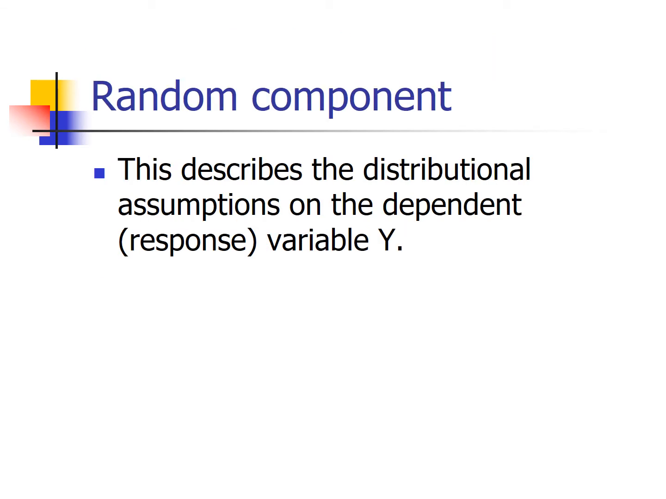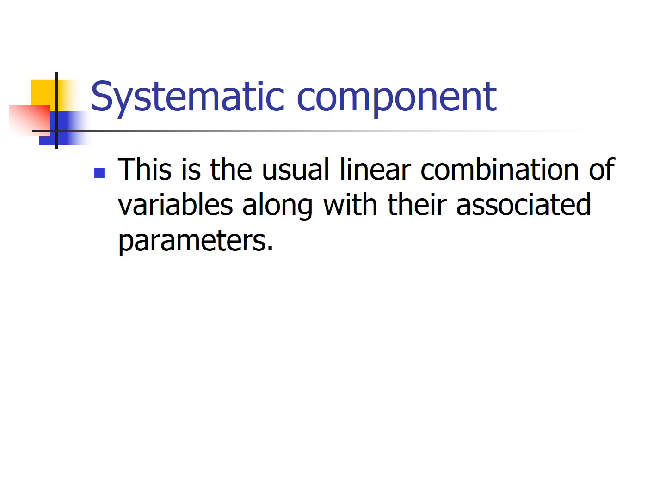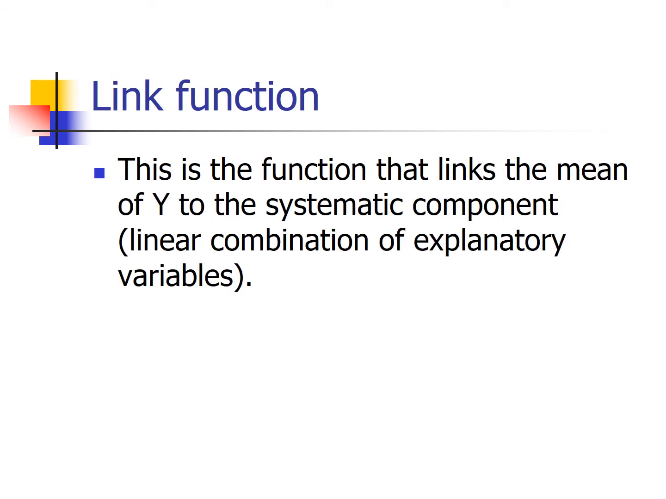Well, we mentioned the random component. The random component just describes the distributional assumptions on our y variable. The systematic component for us is just going to be what's on the right-hand side of our equation, and for now we're going to focus on just that usual linear combination of variables, along with their associated parameters. And then a link function. The link function is the function that links the mean of y to that systematic component, to that linear combination of explanatory variables.